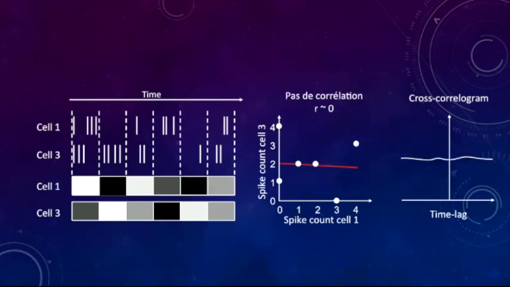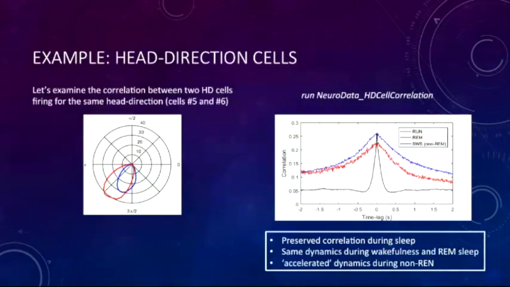And third, of course, you have the uncorrelated case, where basically the spikes seem to be totally independent from each other, so there's 0 correlation and the cross-correlogram is flat. In the case of head direction cells, which is a really nice way to look into it, for these two cells, if you run this code, you will see the two tuning curves, and you can compute the cross-correlation, not only as the animal is awake, but also during sleep, okay?